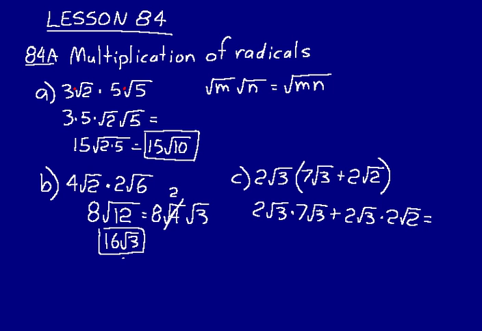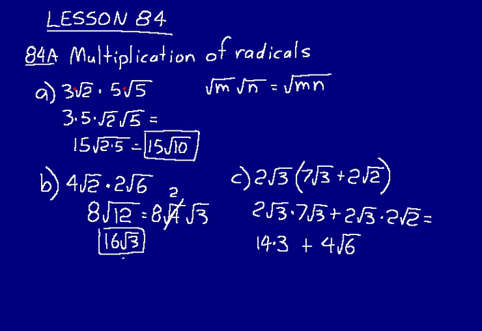Now we can go ahead and simplify this. We'll have 2 times 7 is 14 times the square root of 9. Now hopefully you already know that the square root of 9 is equal to 3, so let's just write 14 times 3 down. And then plus 2 times 2 is 4, and then the square root of 3 times the square root of 2 would be the square root of 6.